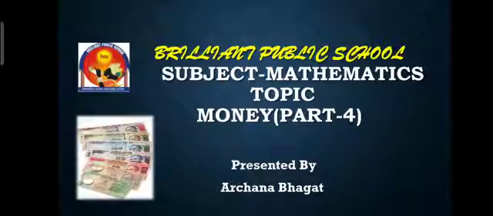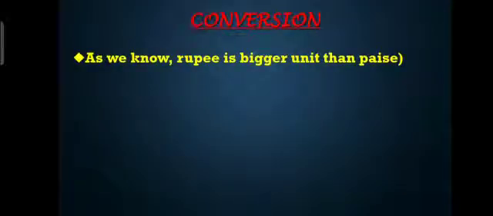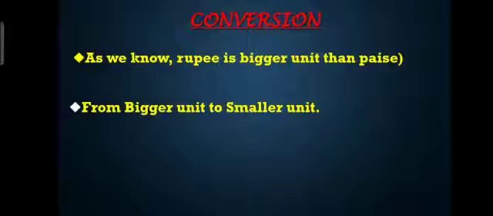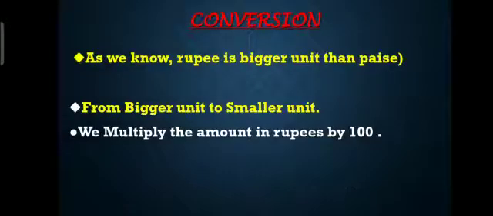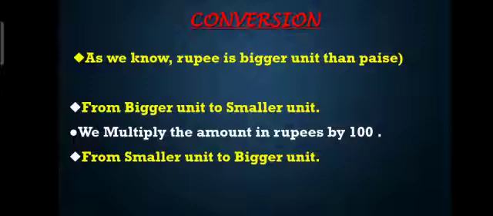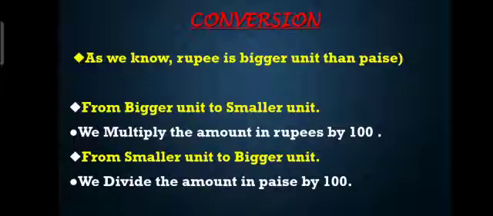Children, today we are going to learn about conversion. What is conversion, children? It is a change in the form of measurement, different units, without a change in the size or amount. As we know, rupees is bigger than paise. So children, from bigger unit to smaller unit, we multiply the amount in the rupees by 100. And from smaller unit to bigger unit, we divide the amount in paise by 100.